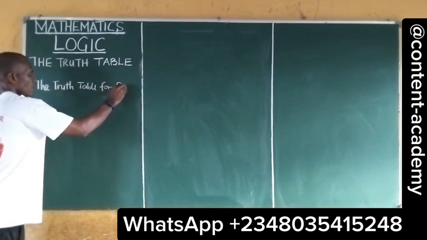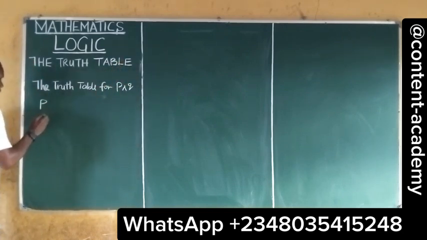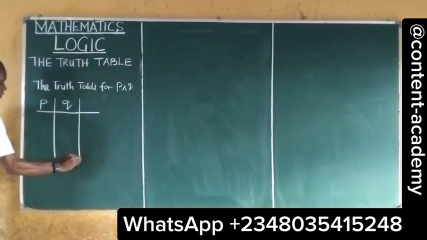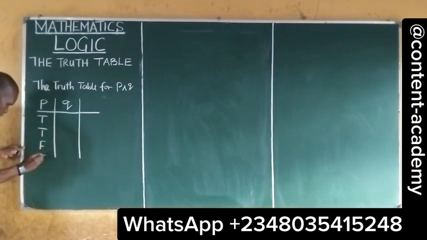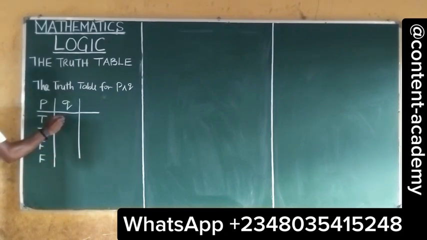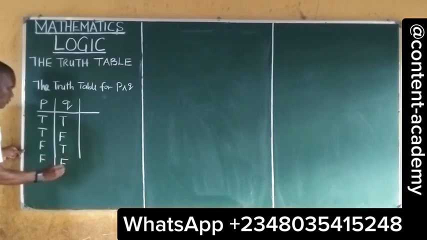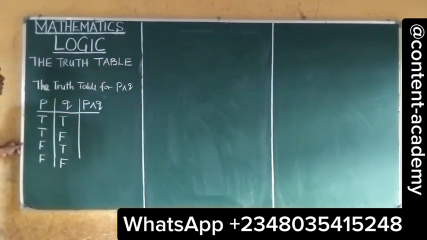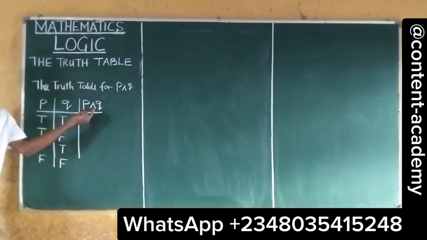P conjunction Q. Let's say P and Q is this. So normally we write truth, truth, false, false. Then we have truth, false, truth, false. Then for P conjunction Q, this is a statement which we define as a conjunction statement.